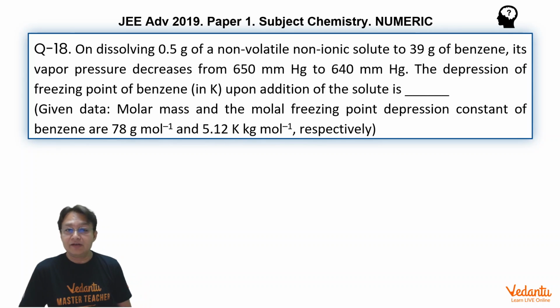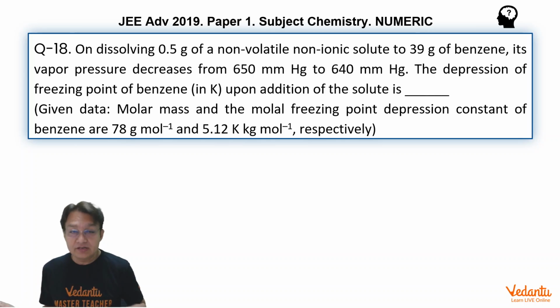So the problem is: on dissolving 0.5 gram of a non-volatile non-ionic solute in 39 grams of benzene, its vapor pressure decreases from 650 mm of Hg to 640 mm of Hg. This initial line tells us that this is lowering in vapor pressure when a non-volatile solute is added to the volatile solvent. Now the depression in freezing point of the benzene upon addition of the solute is. So they are giving the information of relative lowering of vapor pressure and they're asking what? Delta Tf.